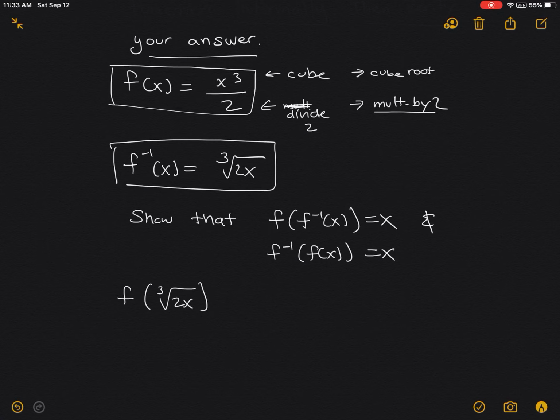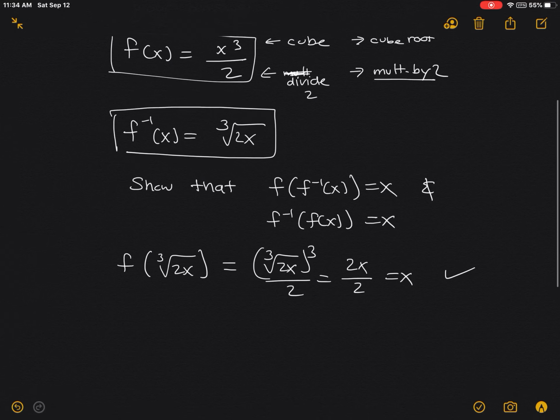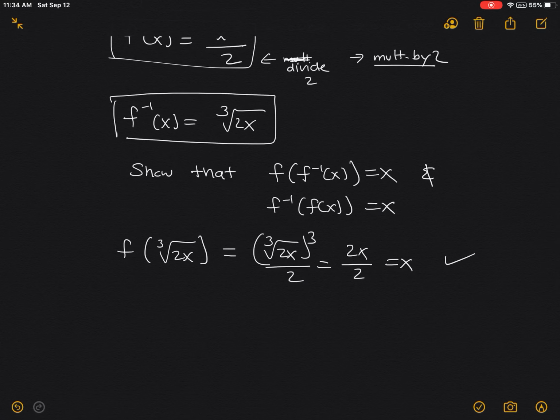F of f inverse is just f of the cube root of 2x. And if I plug this into my function, I get the cube root of 2x, cubed, over 2. Well, the cube of a cube root is just the argument, and I'm going to get x. So condition number 1 is met.